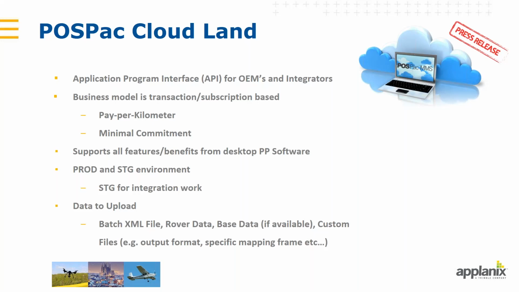With the batch XML file, the rover data and the base data are going to be uploaded to the cloud, and then the processing will happen. Again, if you don't have base station data, POSPac will also be able to download some of those free stations. And what we also support is so-called custom files. So if you have a very specific output format, or let's say you have a very specific mapping frame that's not available by default in POSPac, this is all going to be supported through the cloud approach.